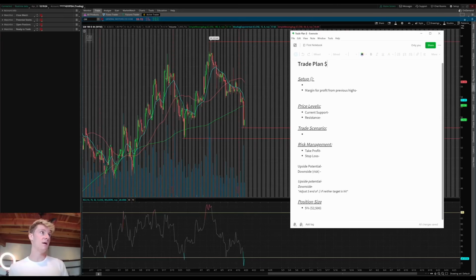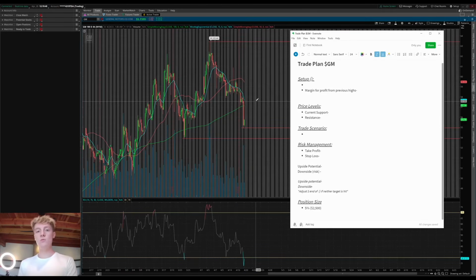So our ticker symbol is going to be GM, okay? Our setup is going to be a break above. Now, here's what I'm looking for. I am considering the current market conditions. And with current market conditions, I'm looking for a quick pop of 2 to 3%, a quick in and out.